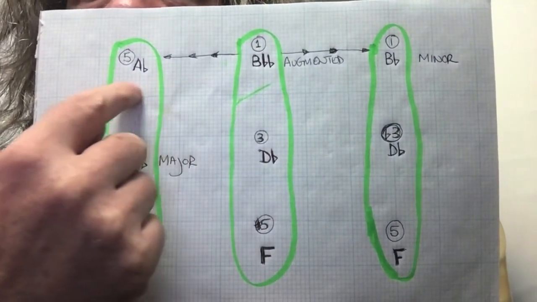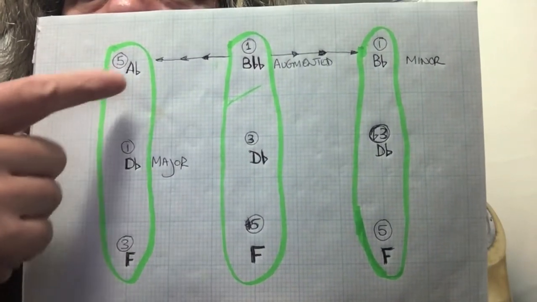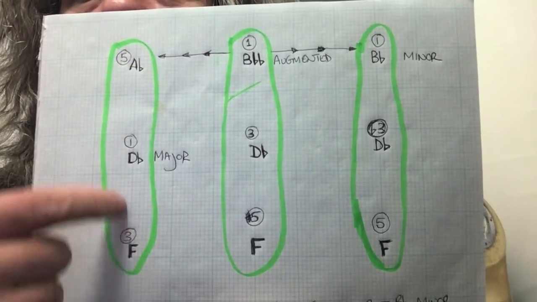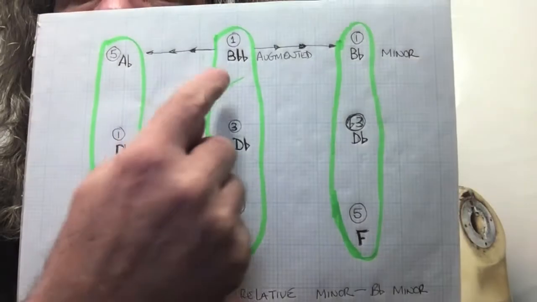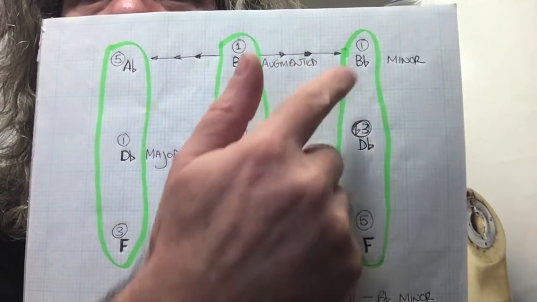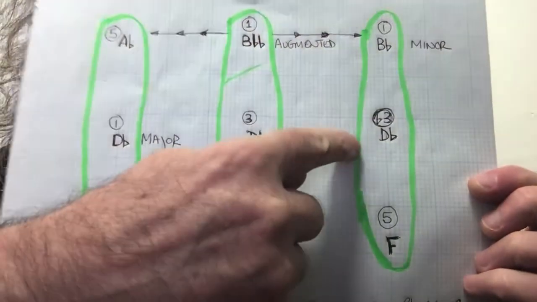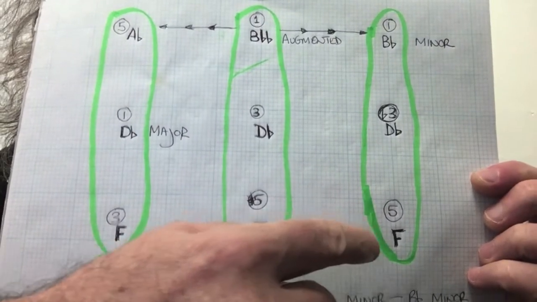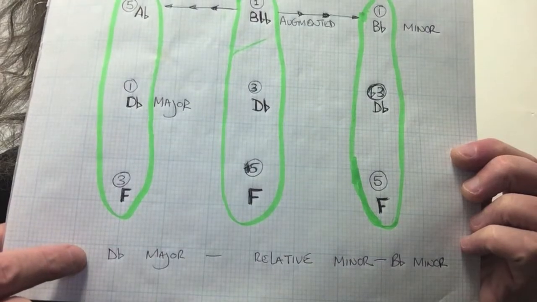Lower this down a semitone, we get the D flat major chord, because A flat is obviously the 5th of D flat and F is the 3rd of D flat major. If we similarly raise it up to B flat, we get B flat minor. B flat is the root, D flat is the flat 3 and F is the 5. B flat minor is the relative of D flat major.